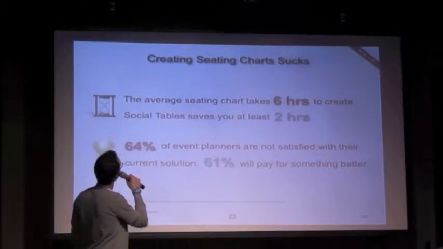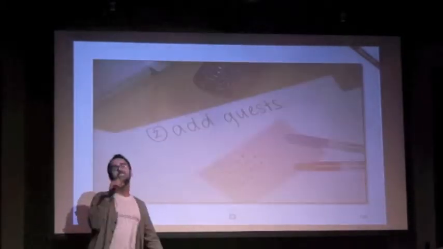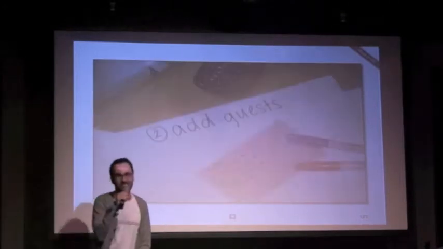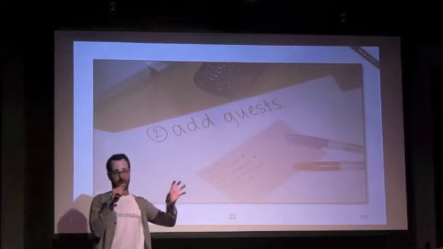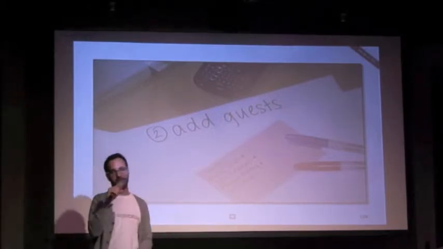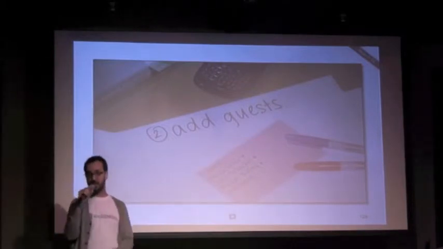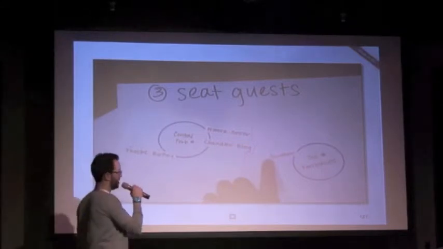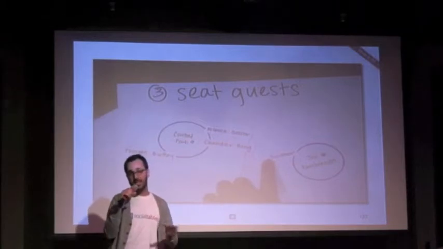How does it work? First, you create an event. Next, you add guests. The cool thing is that you actually group your guests together. So you can say your platinum sponsors have a certain color, your gold sponsors have another color, and then you can color code them and seat them much easier that way. And then you seat them through a drag and drop interface, which I'll show you in a second. And finally, the coolest part about Social Tables and how we got our name is that it's social.